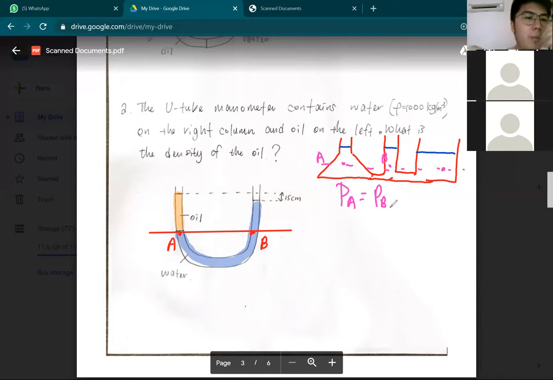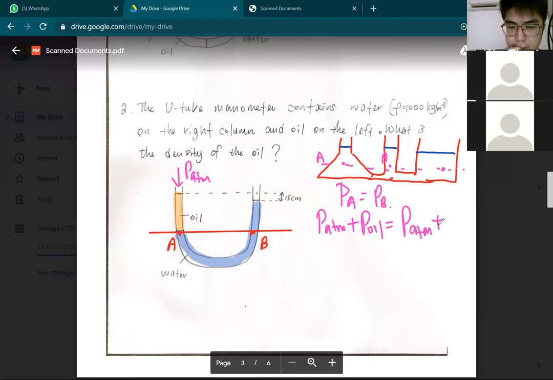Same method. Determine what is the pressure acting on point A: PATM and P oil. So PATM plus P oil equals PATM plus the pressure of the water. So I just cancel the ATM, and then that becomes H rho G equals H rho G. Just cancel this one.